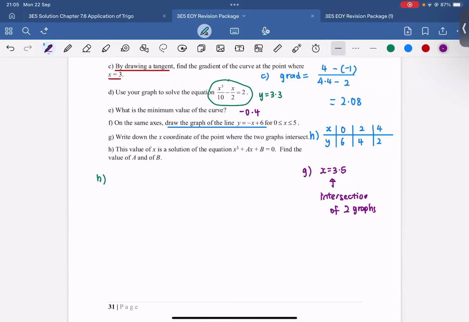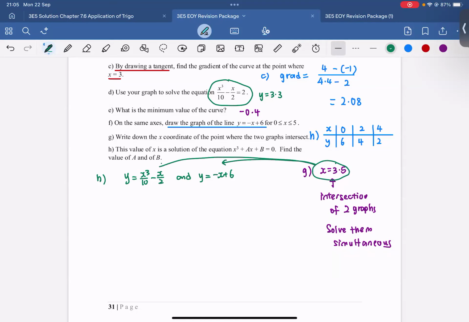Okay, when you want to find the intersection of two graphs, you can just solve them simultaneously. You will get that too. So this is what this part needs you to do. So what are the two graphs that we have? We have y equals x over 10 minus x over 2 and y equals minus x plus 6, correct? So this 3.5 comes from the intersection of these two. So when I solve these two simultaneously, my answer will also be 3.5. Okay, so we just sub into each other, we will have this.